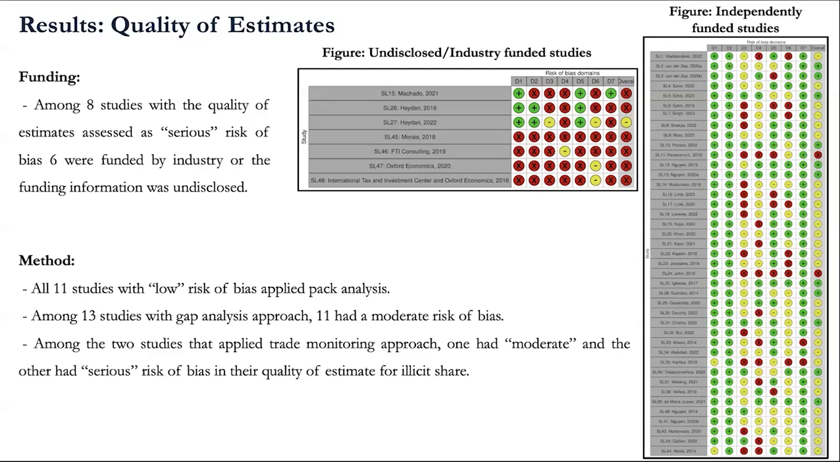And most of the studies that were funded by the industry, or where the funding information was not clear, we have seen that they didn't select their illicit criteria objectively, and most of the time they didn't use multiple methods for assessing the product as an illicit one. So these are the main problems with the studies that have targeted to measure illicit tobacco in low and middle income countries.